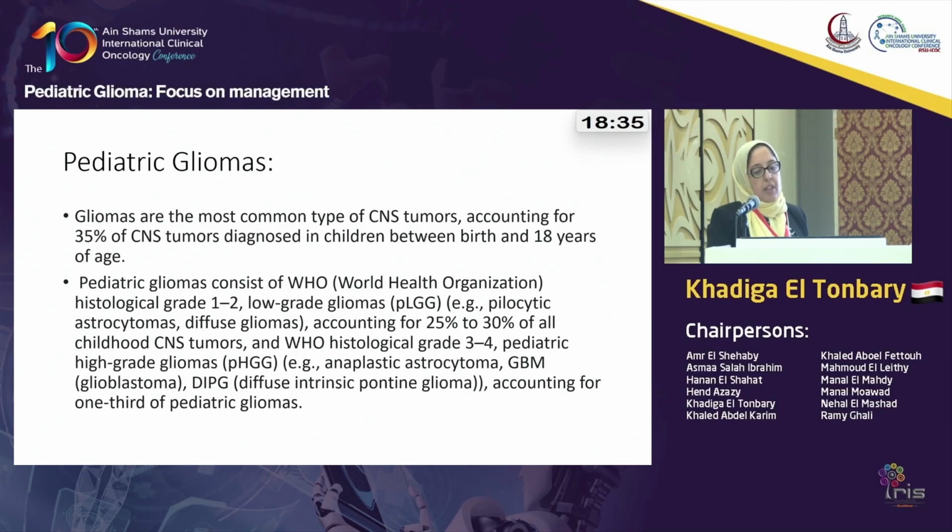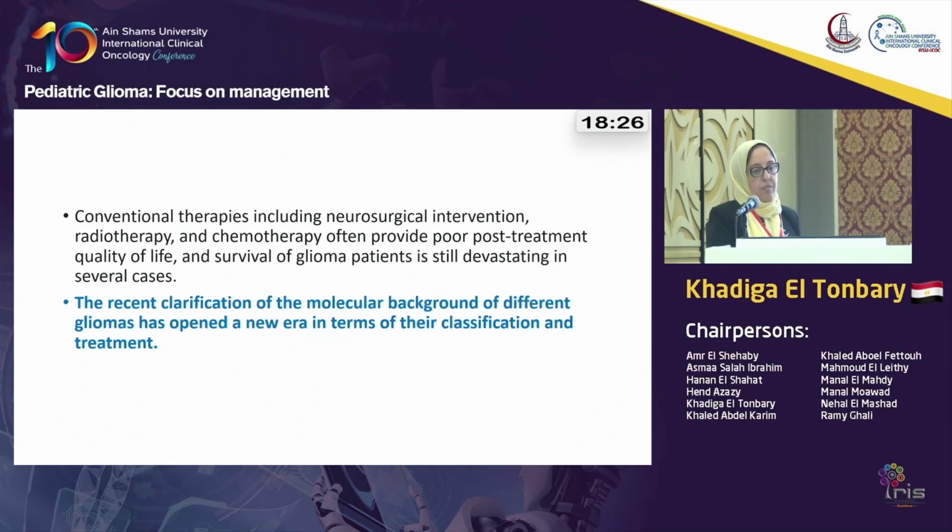They are either pediatric low-grade gliomas, previously known as grade 1 or 2, or grade 3 to 4 high-grade gliomas. As you all know, conventional therapies include a combination of neurosurgical intervention, radiotherapy, and chemotherapy with standard agents, including vincristine and carboplatin or vinblastine. But the recent clarification of the molecular background of different gliomas, as mentioned by my colleagues, has opened a new era in their classification and treatment.